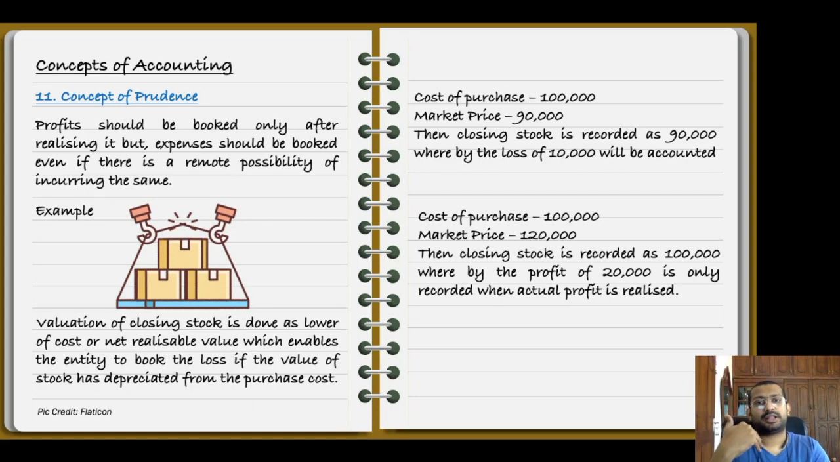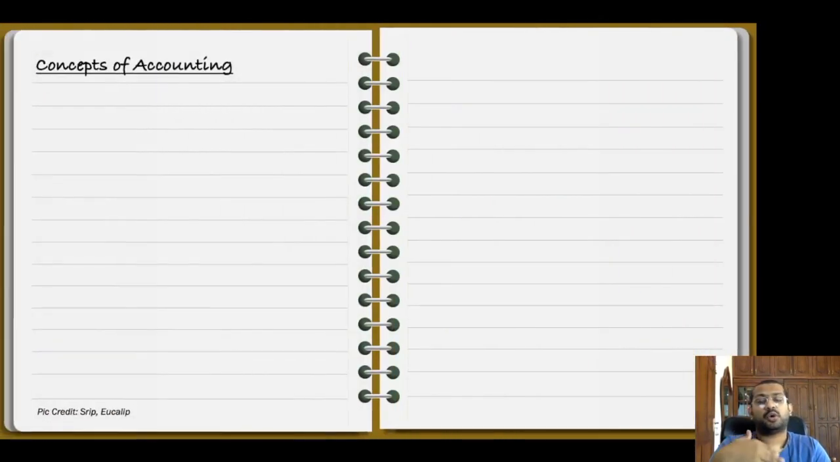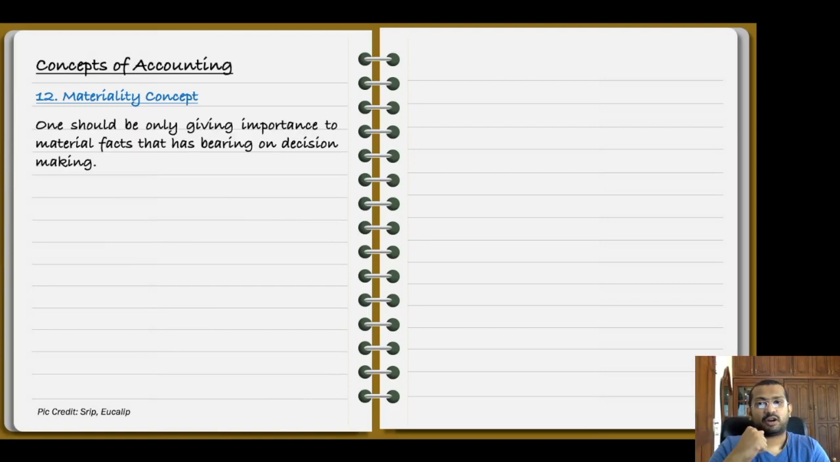That is the cost of prudence, whereby future profits won't be recognized, only future losses and expenses will be recognized while making a financial statement. So the next concept is the materiality concept.